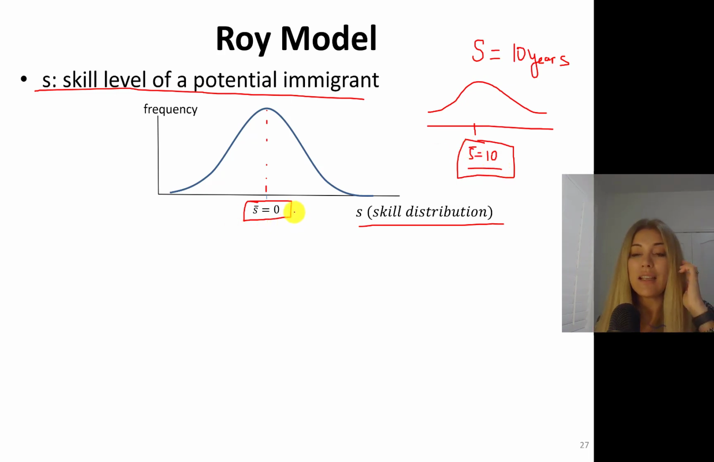If the average years of education is 10, you can count that as 0. If you're talking about 12 years of education, it takes on a value of 2, because we normalize 10 years of education to be 0. This is called standardizing in statistics. So 12 years of education becomes 2, and 8 years of education becomes negative 3.